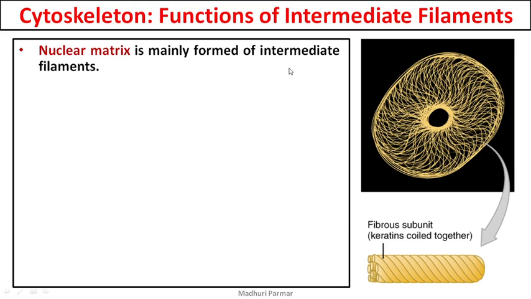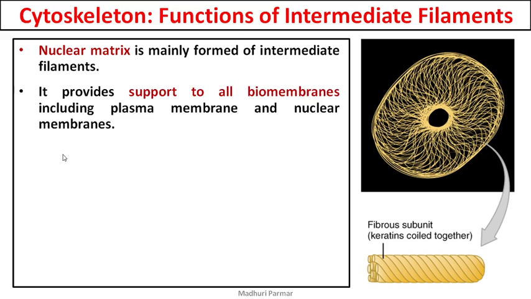Functions of intermediate filament. They form the nuclear matrix. It is mainly formed of intermediate filaments. Here, it provides support to all biomembranes. Not only the cell membrane, it provides support to the nuclear membrane. It provides support to other membranes as well, including the plasma membrane and nuclear membrane.